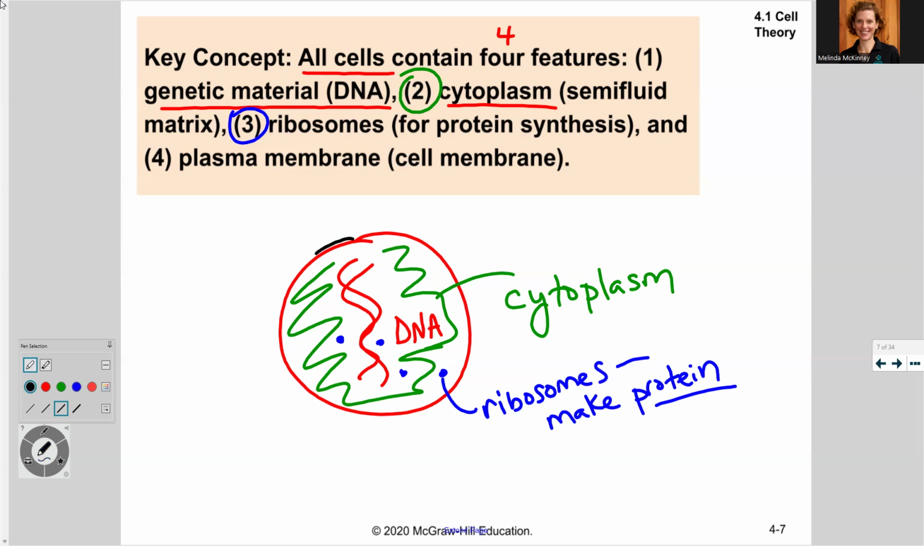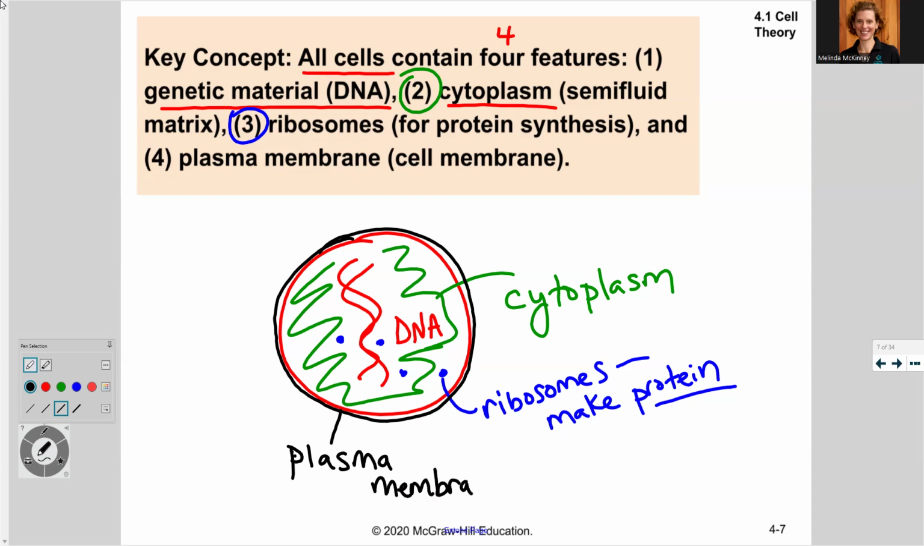And then the last thing in every single cell is the plasma membrane. And this is what's on the outside of the cell. So even a plant cell that has a cell wall also has a plasma membrane. This is sometimes referred to just as the cell membrane. It's composed of a really important lipid molecule that we learned called a phospholipid. Okay, so that's the basic content in every cell.